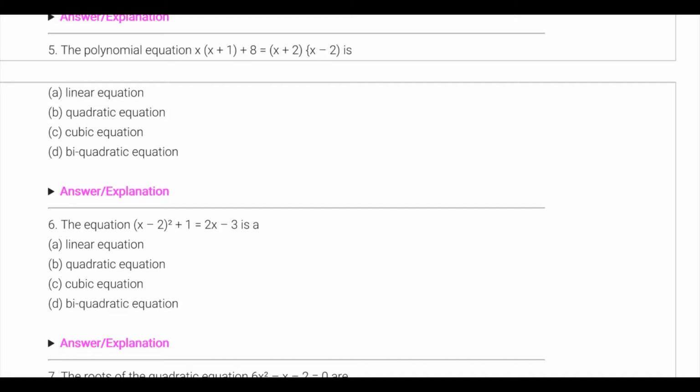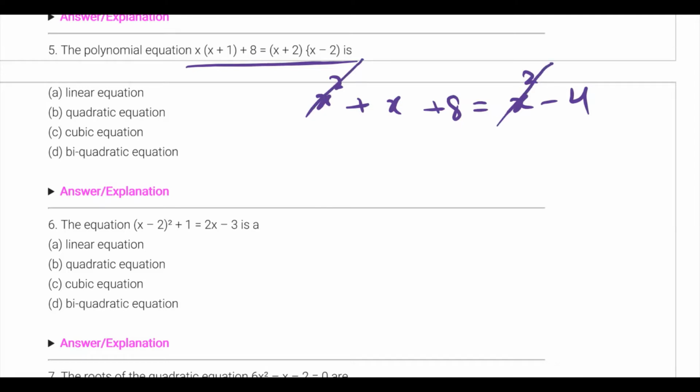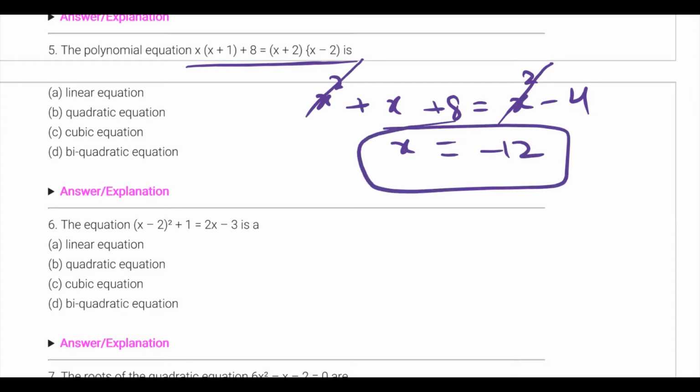The polynomial equation is, so we need to check if the equation is linear, quadratic, or cubic. So before that, let's solve this. This is x² + x + 8 = x² - 4. It is of the form (a + b)(a - b). On both sides, x² gets cancelled, so x = -12. So it is a linear equation. Option A.